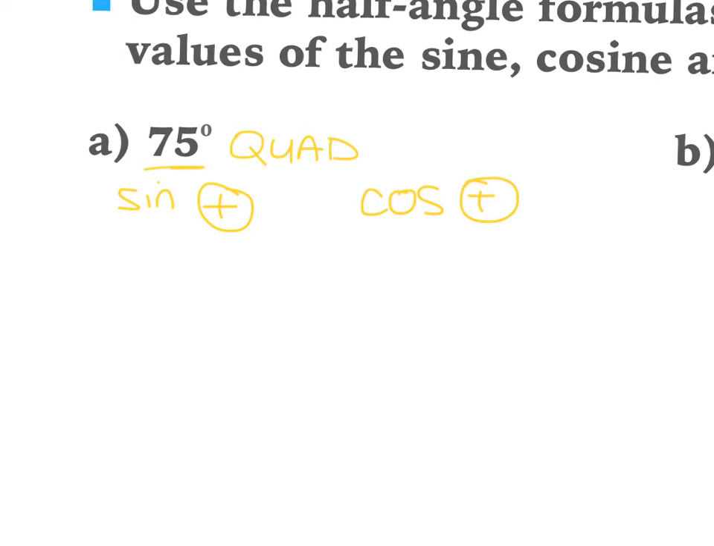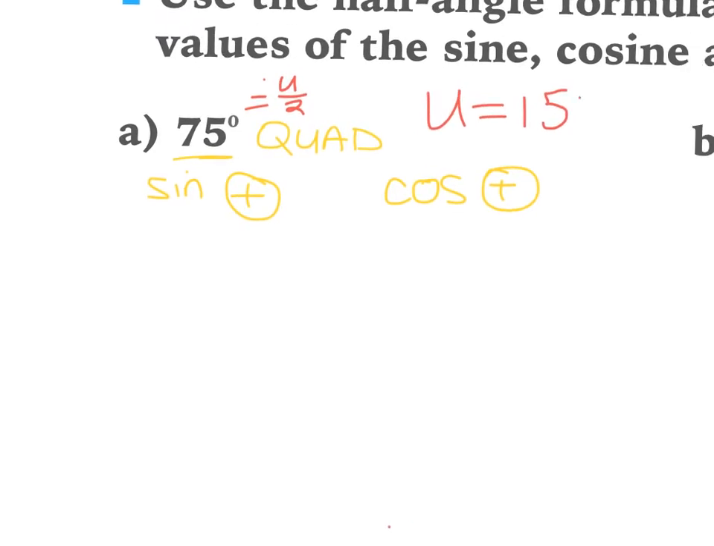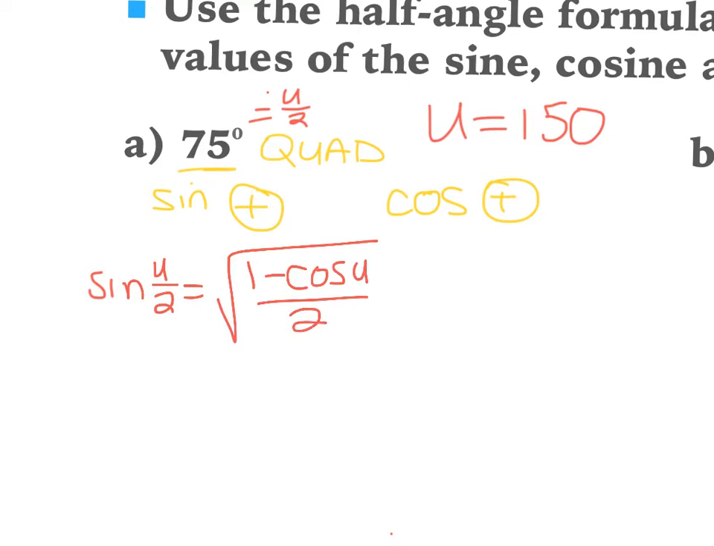Yeah? Okay. So what I am going to use for these, if this is my u over 2, so if this is my half angle, then I have to use 2 times it. U is going to be double that, right? What would be u? 150. So when I go to find the sine of u over 2, I get the square root of 1 minus cosine of u. And I said it's plus or minus, and this time we know this is going to be plus because 75 lies in the first quadrant.